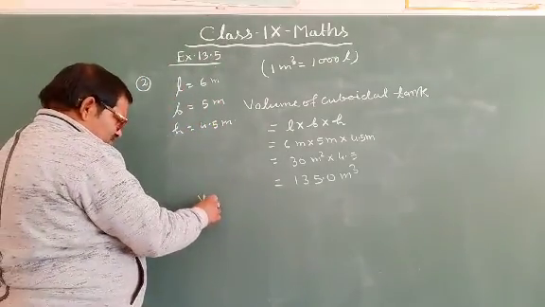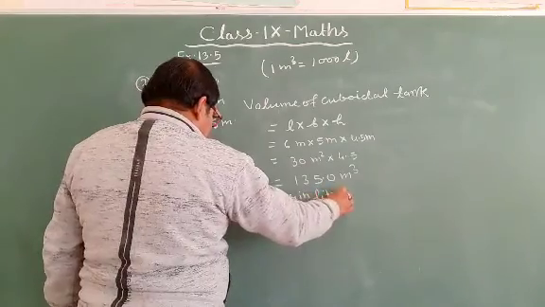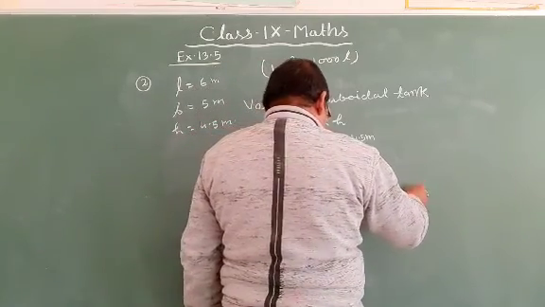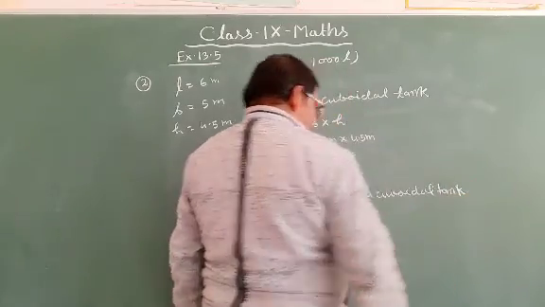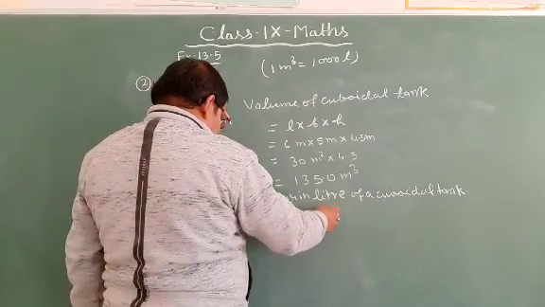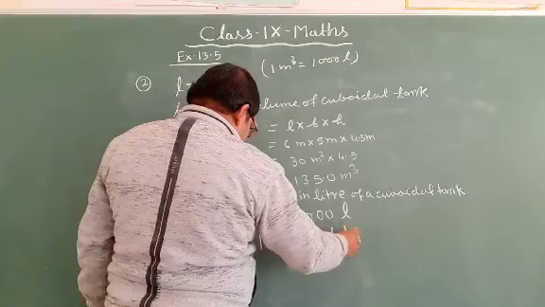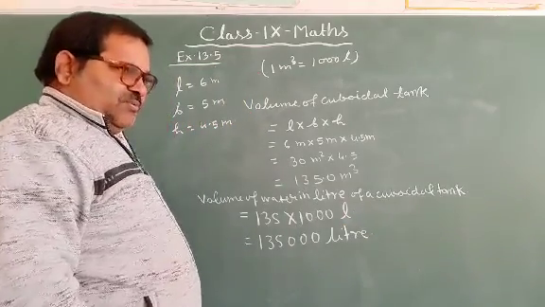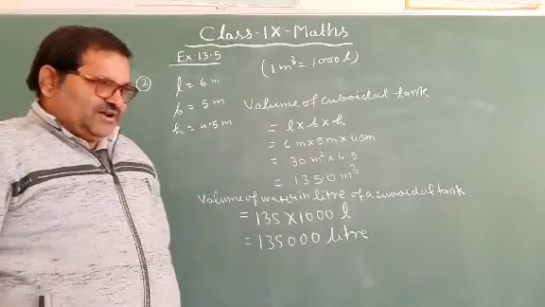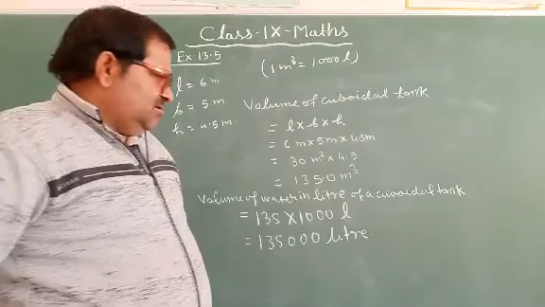So the volume of water in liters of the cuboidal tank is equal to 135 into 1000 liter, that is equal to 135,000 liter. 135,000 liter is the total amount of water contained in the cuboidal tank. Clear? Next question.